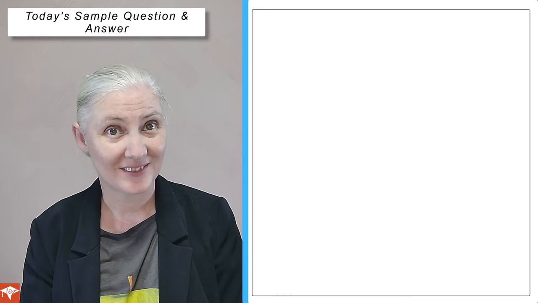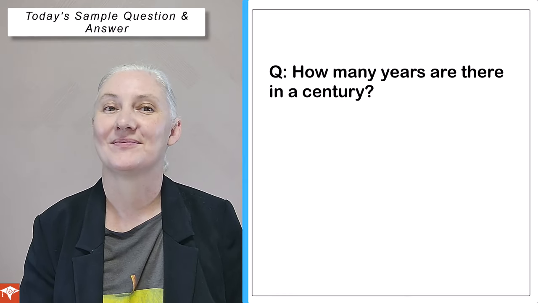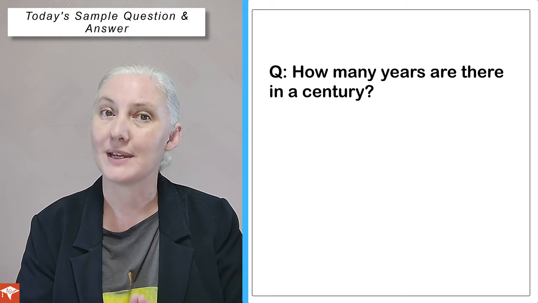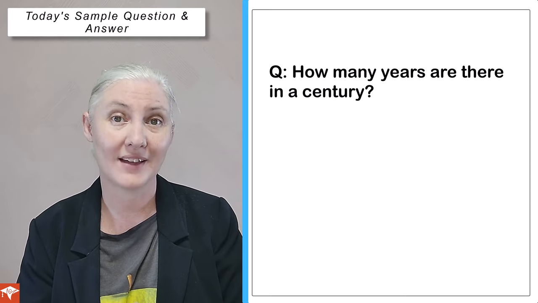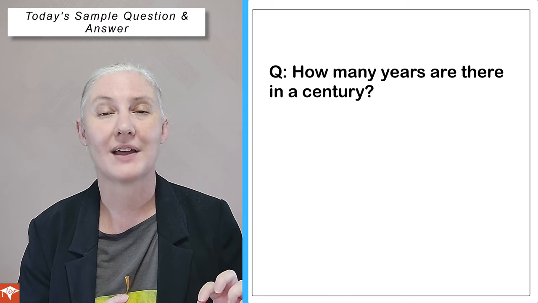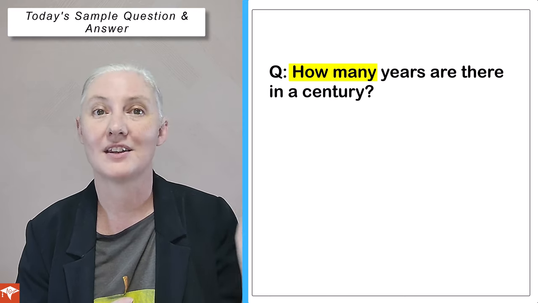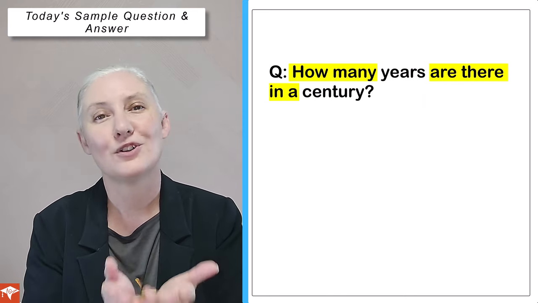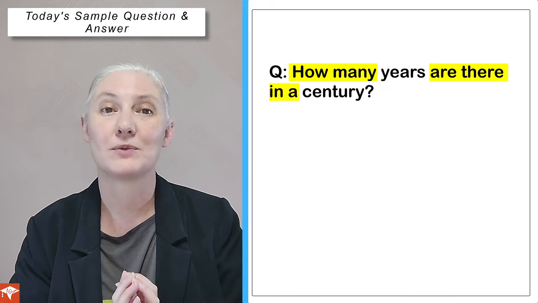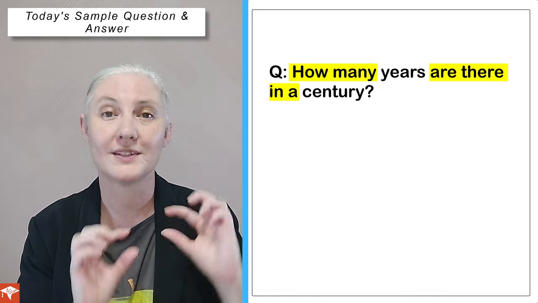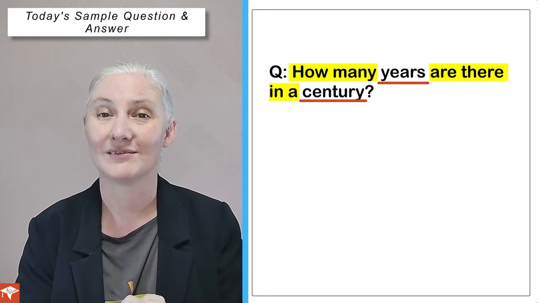Did you catch that? Here it is. So it's a really typical PTE short question, yeah? There's a typical question pattern. How many are in a? Now, you knew that pattern, so your brain was ready to focus on the new words years and century.